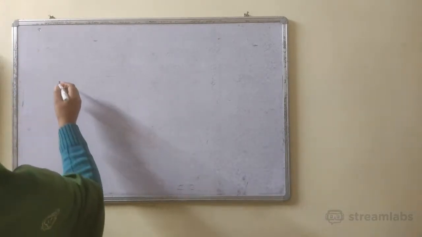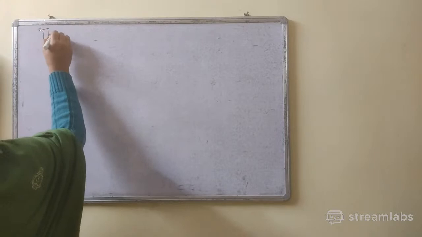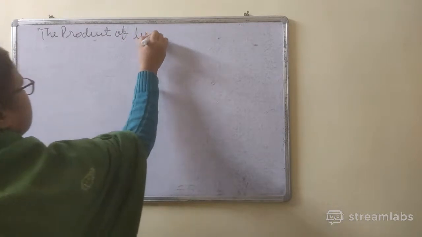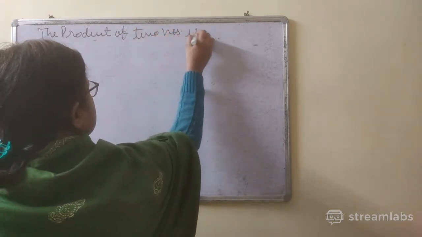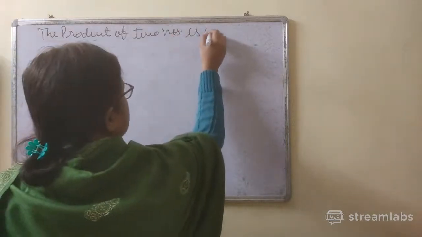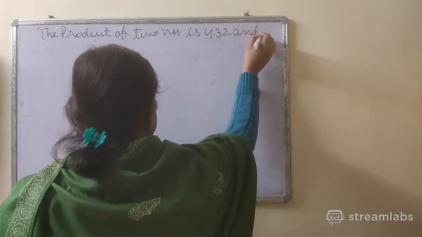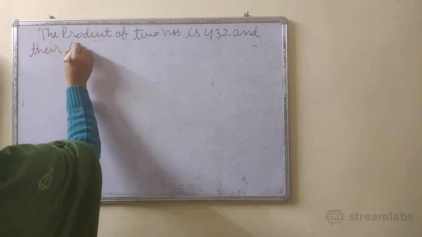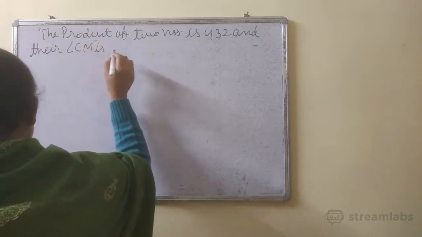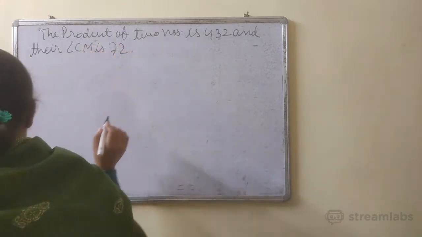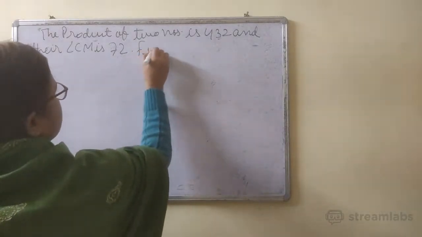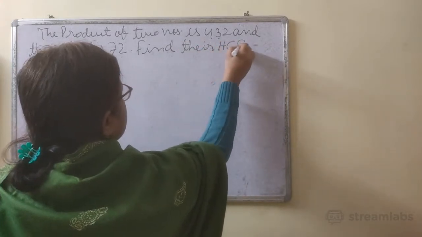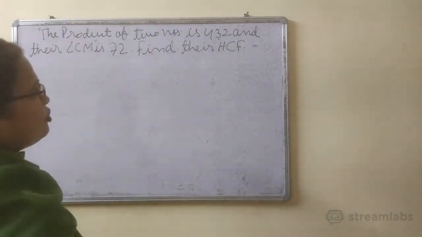The next question is: the product of two numbers is 432 and their LCM is 72. Find their HCF. Okay. So the product of two numbers is 432.